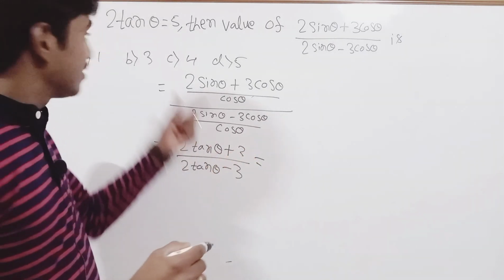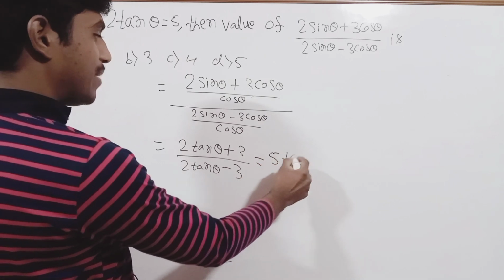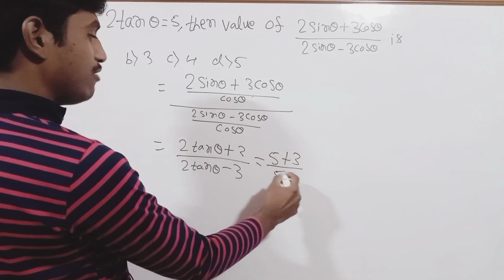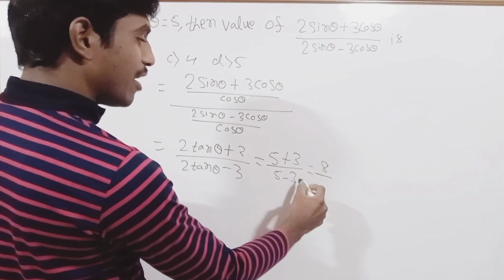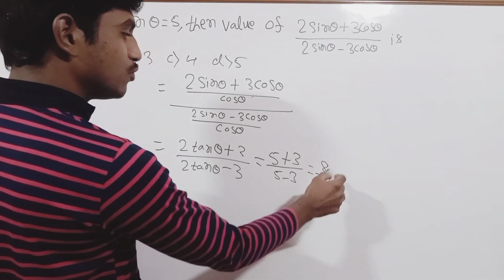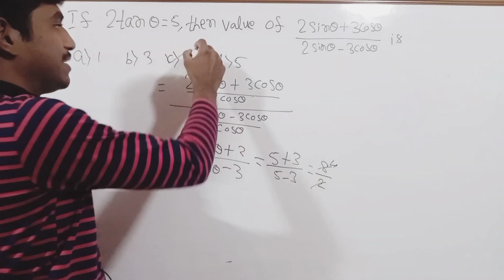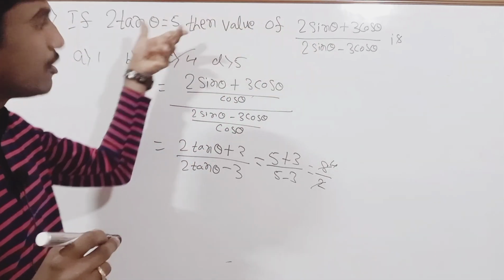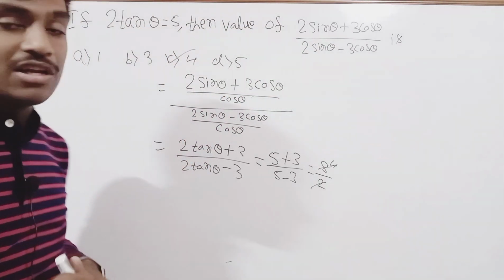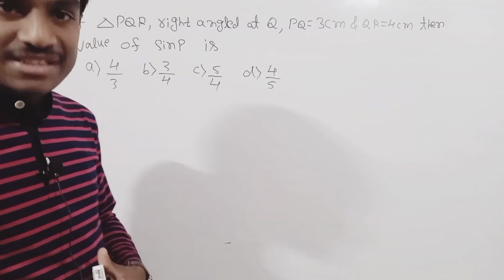So the value of 2 tan theta they have given here is 5. If you substitute, we get (5 plus 3) divided by (5 minus 3). 5 plus 3 is 8, divided by 5 minus 3, which is 2. So 8 by 2 is 4. So the answer is 4, which is option C. So when they give a question like that, we try to express it in terms of the value that they have given. In this way we get the answer as 4. Now the next question.